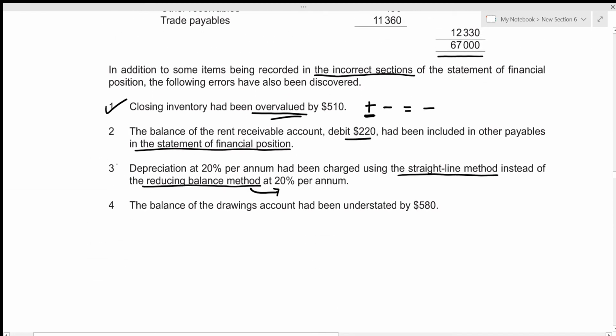Okay, we just completed the third one. Let's have a look at the fourth error. The balance of the drawings account had been understated by 580. So drawings have no effect on the profit for the year. So we can completely ignore this error for now.